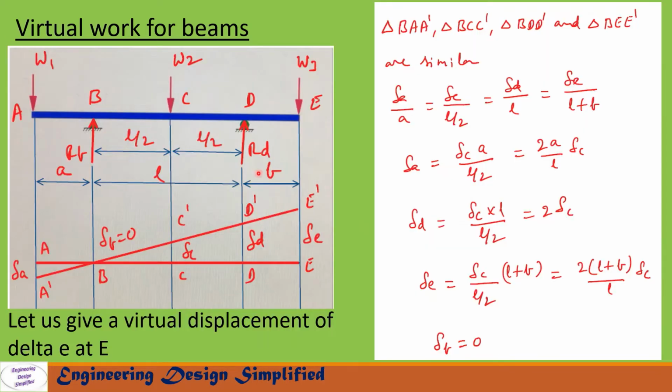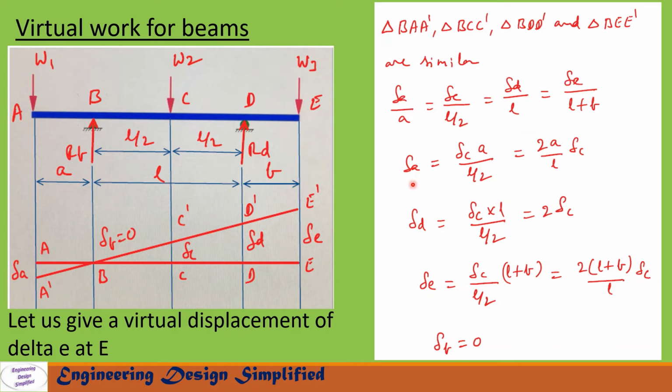To find the reaction at D, let us give a virtual displacement of delta E at E. So the beam will assume this position A prime, B, C prime, D prime and E prime. Here we have similar triangles BA prime, BC prime, BD prime and BE prime. From these triangles we can write delta A by a equal to delta C by L by 2 equal to delta D by L equal to delta E by L plus b.